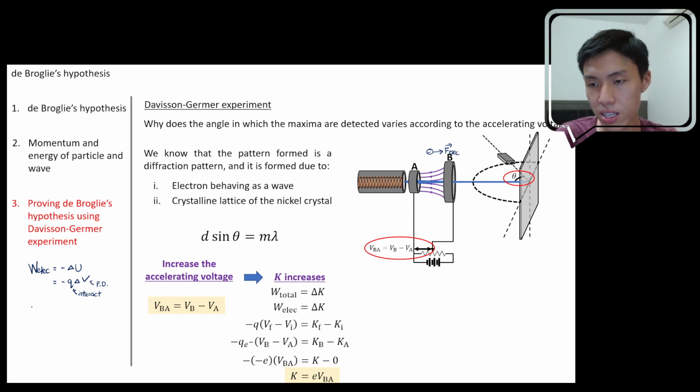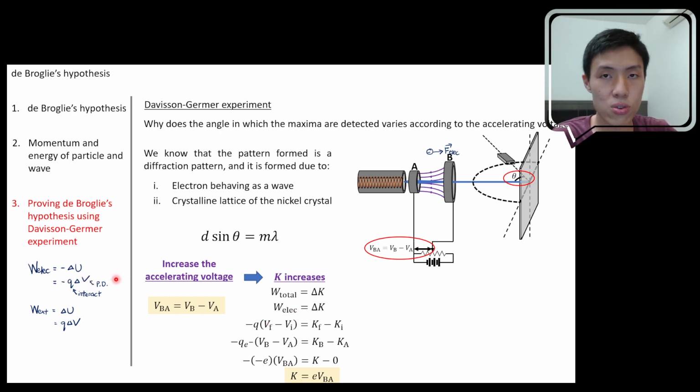Of course, you have another counterpart of it, which is work done by external force. So work done by external force becomes positive delta U, so it will be Q delta V. Okay, but don't need to worry too much about the second one. We're talking about work done by the electric force. So now we can change this work done by electric force to be equal to negative Q delta V.